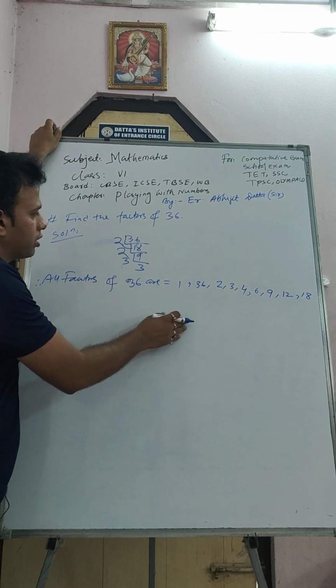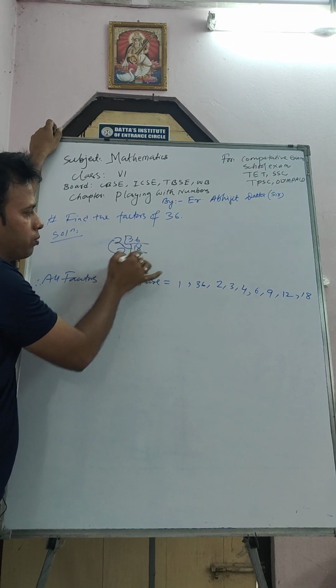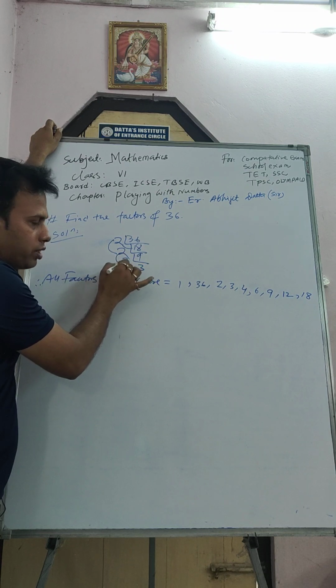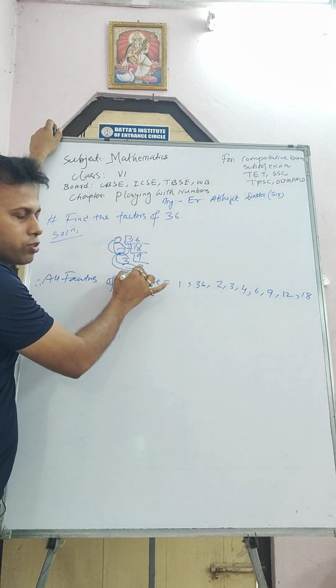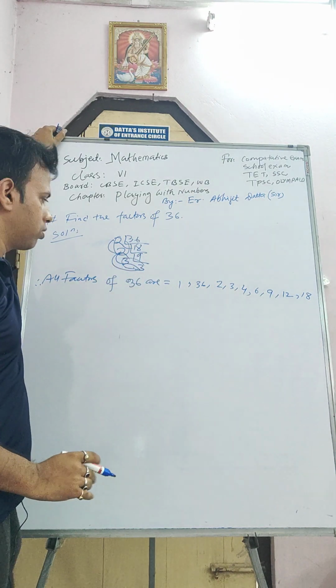How can you find the other terms? 3 is a factor, and 2 into 2 is 4. 4 divides 36, it will be 9. And 2 into 3, 6 also divides. 9 into 3 also divides. So 4 into 3, 12 also divides. So 9 into 2, 18 is also a divisor.